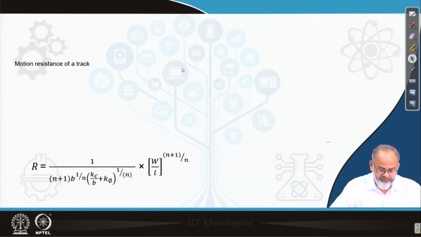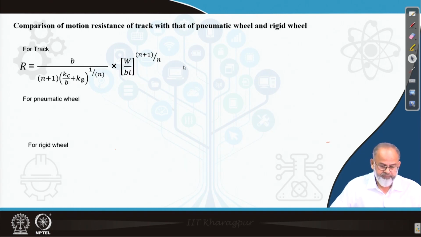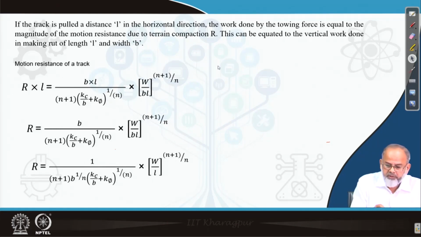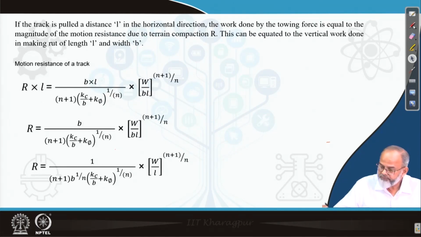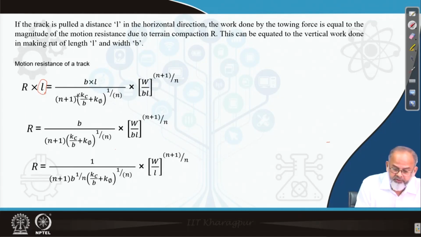So motion resistance of a track will be now R into L will be equal to B into L divided by n plus 1, Kc by b plus Kφ raised to the power 1 upon n into W by BL raised to the power n plus 1 upon n. Now this L is the contact length, and this is present in both the left hand side and right hand side. You can delete this one.